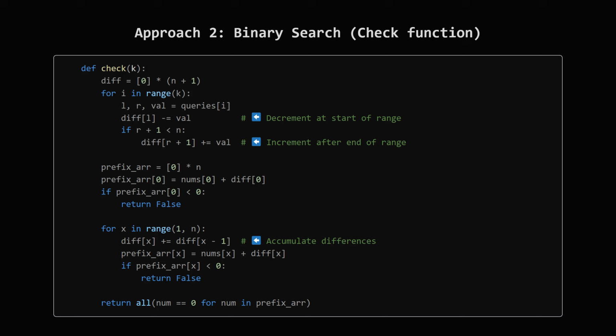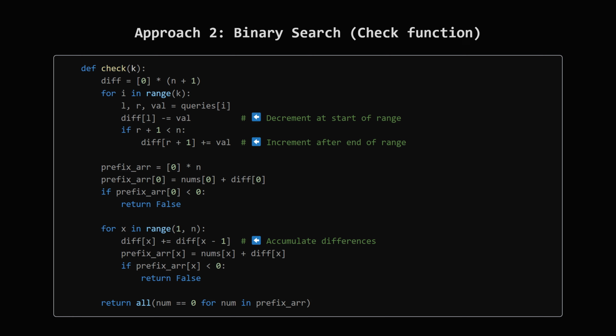Here's a breakdown of how the check function is implemented. The check function takes an integer k as input, representing the number of queries to apply. We initialize a difference array diff. We loop over the first k queries to change the diff array. We decrease the left index by the query's value. If r plus 1 is a valid index, we increase it. Then, we calculate the prefix sum array.